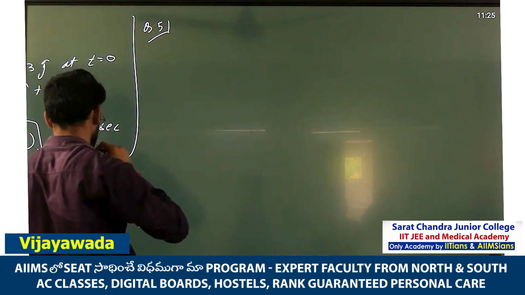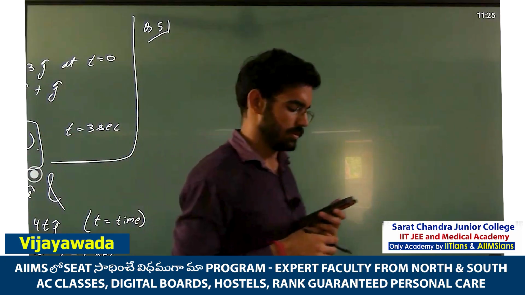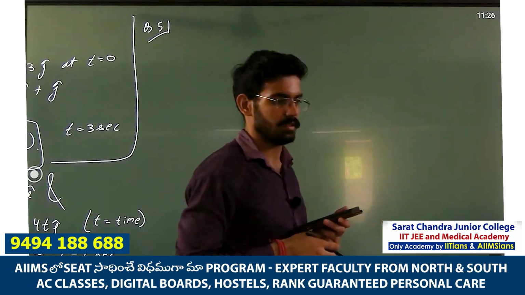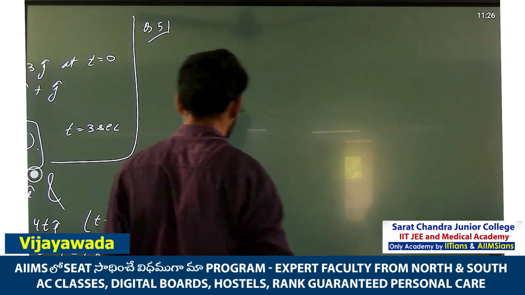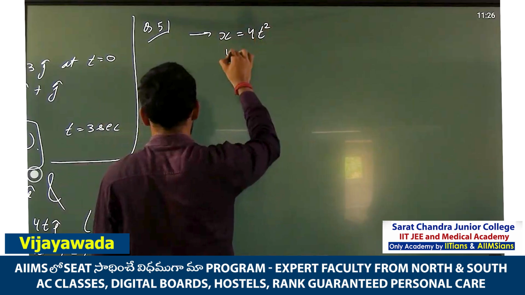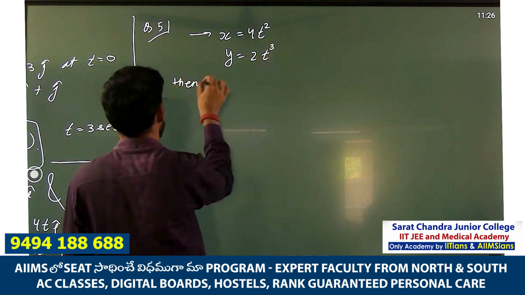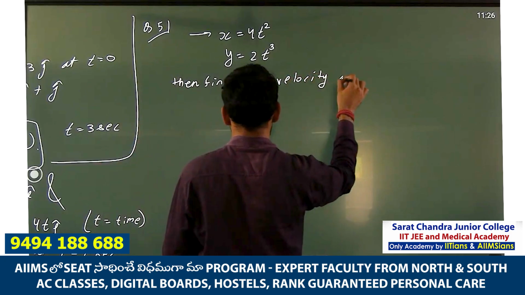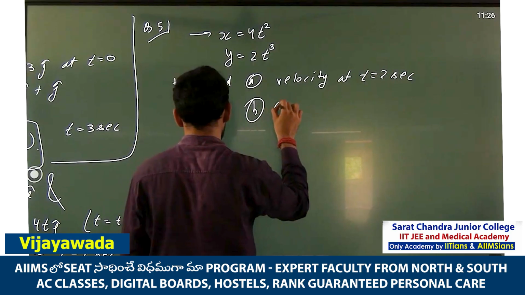Five. If coordinate of particle changes with time as given here, x equal to 4t square and y is equal to 2t cube, then find A part, velocity at t equal to 2 seconds. As I said, solve in the x and y independent. Okay.